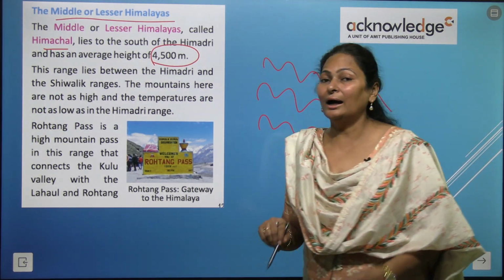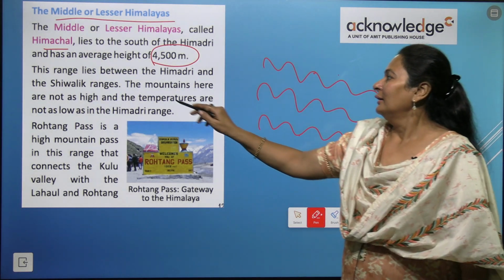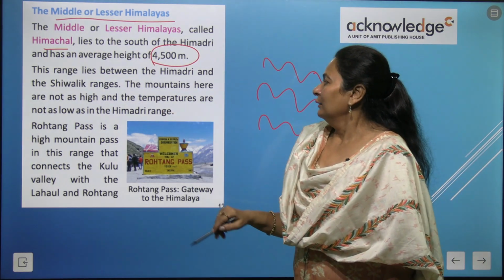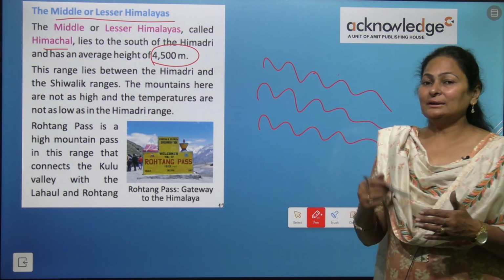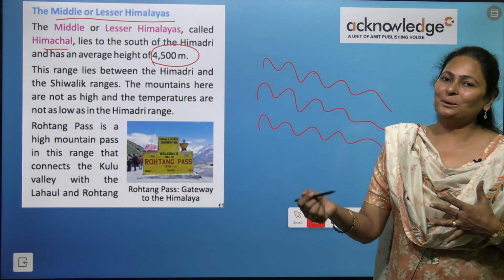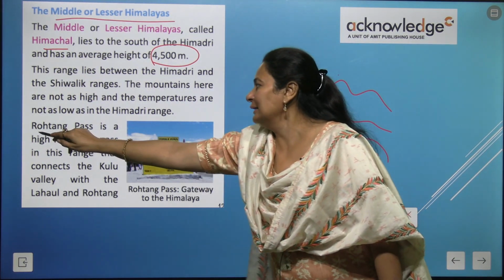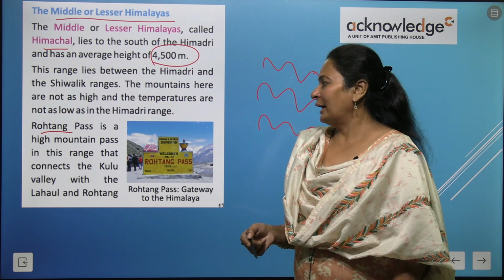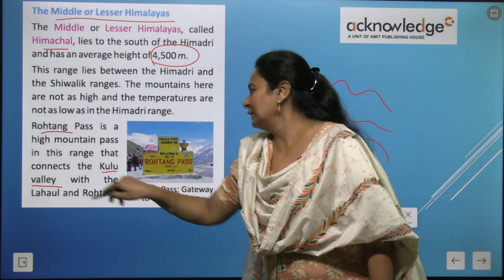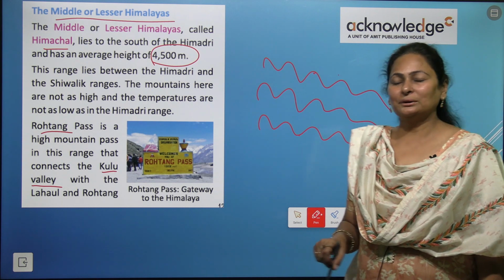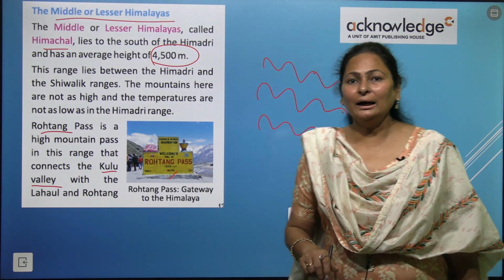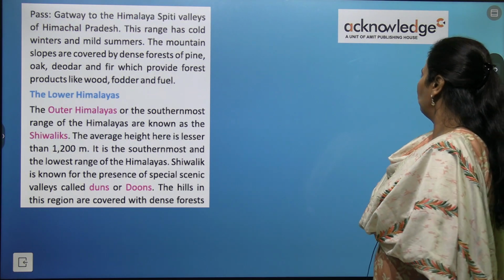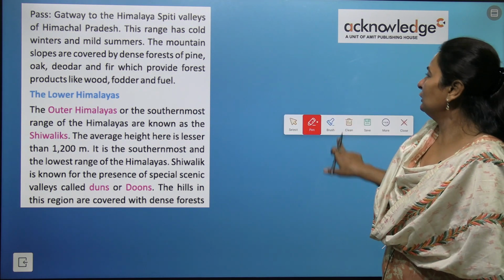The mountains here are not as high as the mountains in the Greater Himalayas, right? So the temperature is again not as low as in the Greater Himalayas. Rohtang Pass is a high mountain pass in this range, and it connects the Kullu Valley with Lahaul and Spiti. So this is the full picture of Rohtang Pass, right? Now the gateway of Himalayas, Spiti Valleys of Himachal Pradesh.